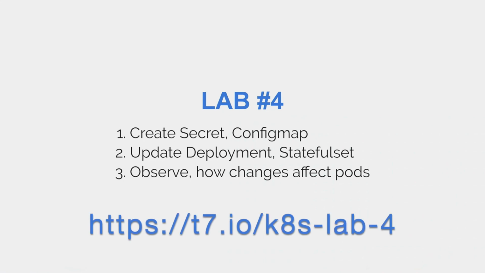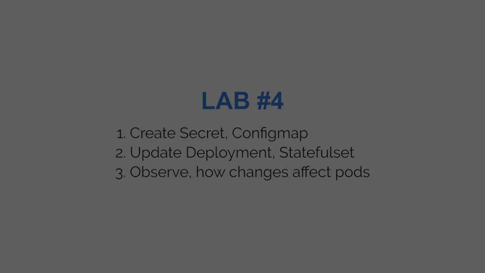All right, it's time for the final lab for this class, which is lab 4. In this case, we're going to create a secret and a config map. We're going to update our deployment and stateful set to use the secret and config map, and then we're going to observe how this changes the overall effect on pods. All right, let's go. Last lab, everyone.